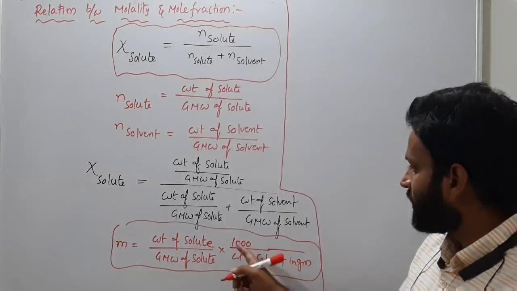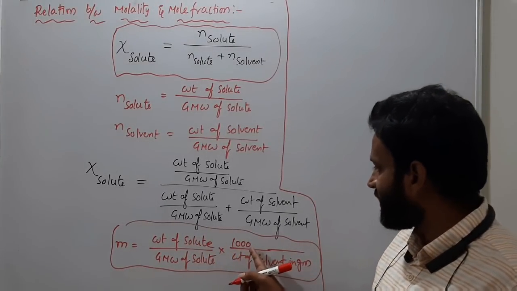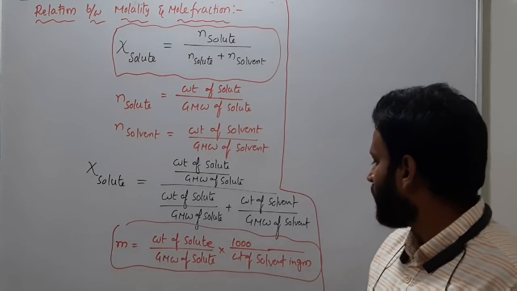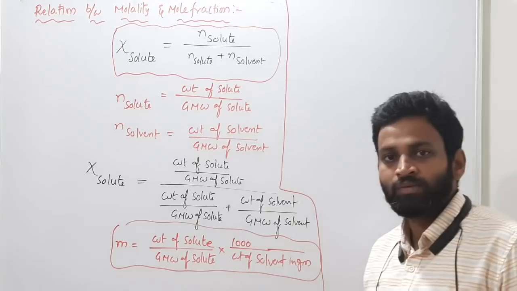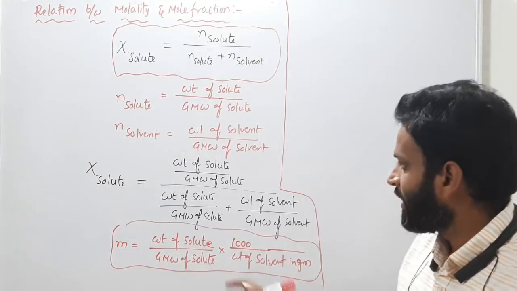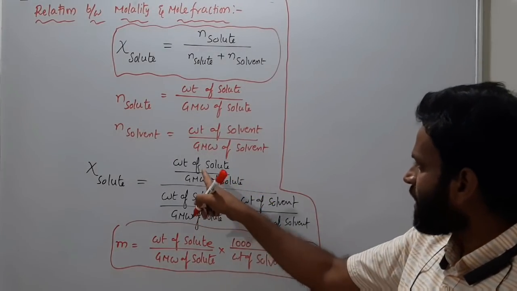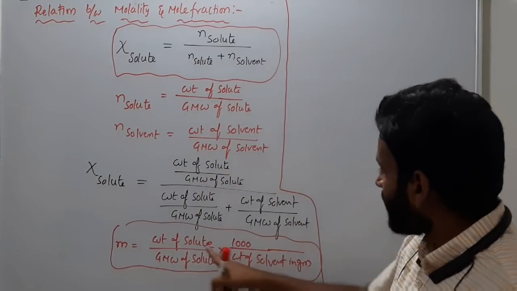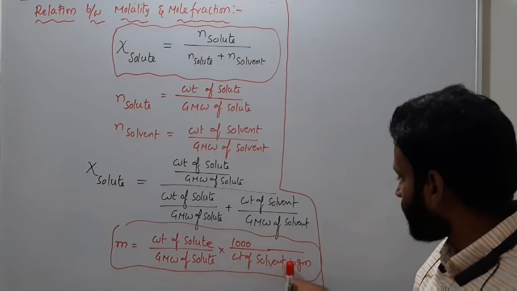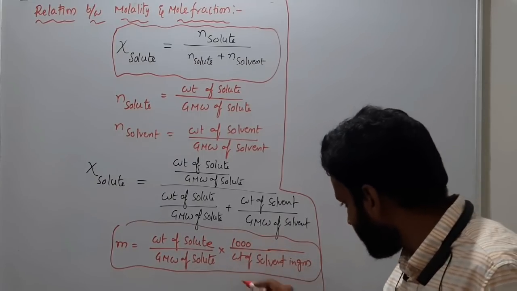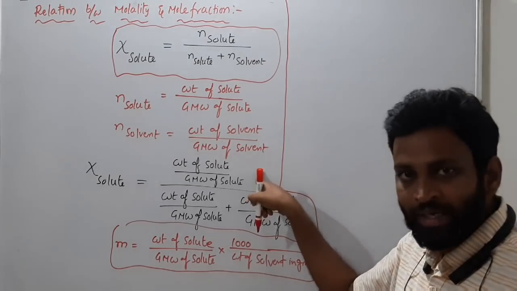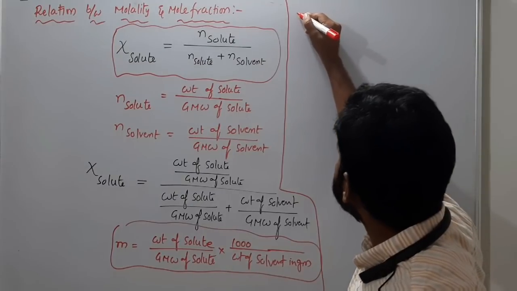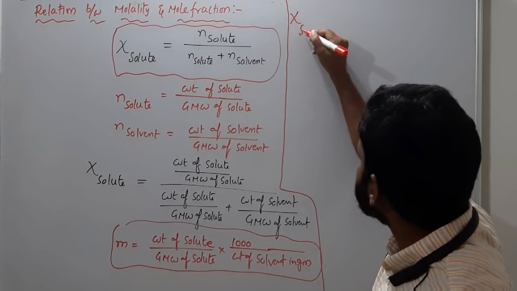Otherwise, just take weight of solute by gram molecular weight, that is m by 1000 into weight of solvent in grams, you can do that one. Otherwise, this is the better way. Just do one thing: weight of solute by gram molecular weight of solute into this 1000 by weight of solvent in grams. By using this, I will multiply both numerator as well as denominator. Do that one. Okay. So what is the mole fraction of solute now?